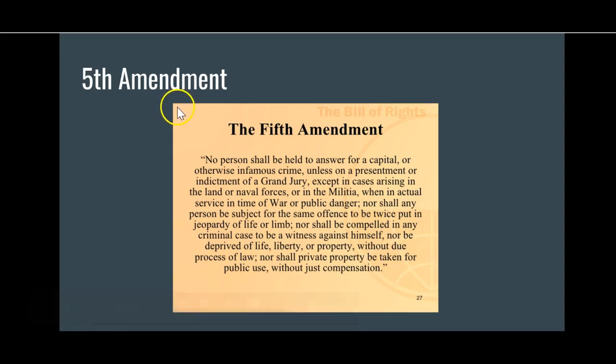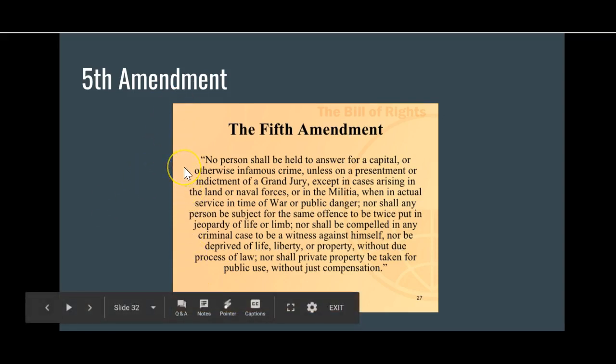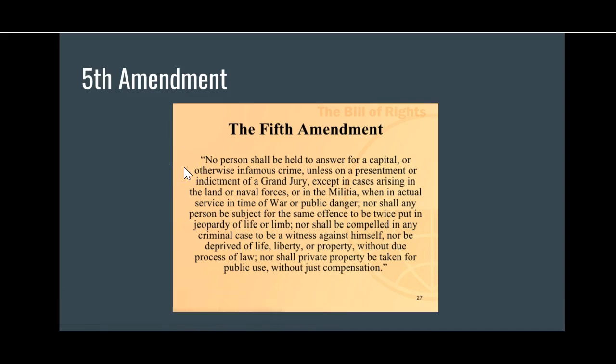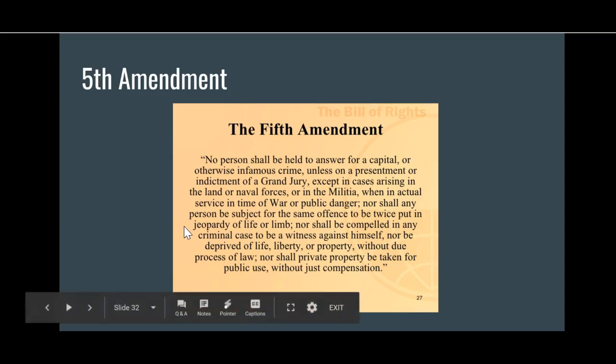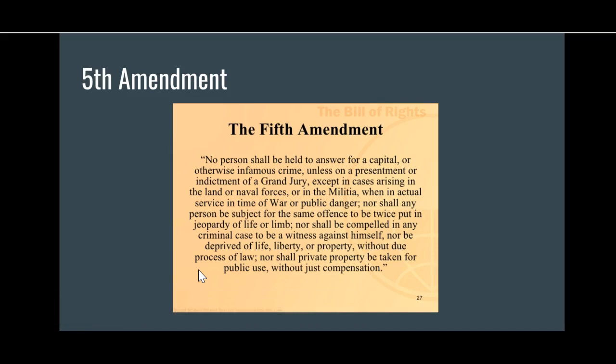So going into the Fifth Amendment, here goes with the actual words. It says, No person shall be held to answer for a capital or otherwise infamous crime unless a presentment or indictment of a grand jury, except in cases arising in the land or naval forces or in the militia when in actual service in time of war or public danger. Nor shall any person be subject for the same offense to be twice put in jeopardy of life or limb, nor shall be compelled in any criminal case to be a witness against himself, nor be deprived of life, liberty, or property without due process of law, nor shall private property be taken for public use without just compensation. All right, that is a long one.